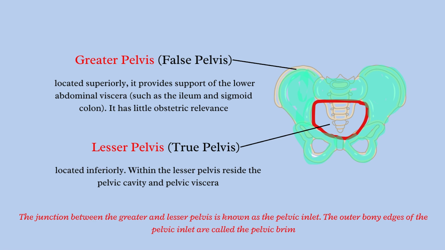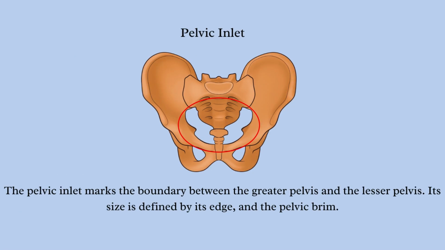The junction between the greater and the lesser pelvis is known as the pelvic inlet. The outer bony edges of the pelvic inlet are called the pelvic brim. The pelvic inlet marks the boundary between the greater pelvis and the lesser pelvis. Its size is defined by its edge and the pelvic brim.